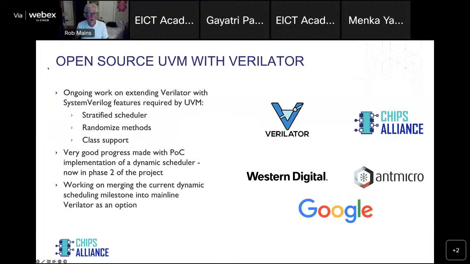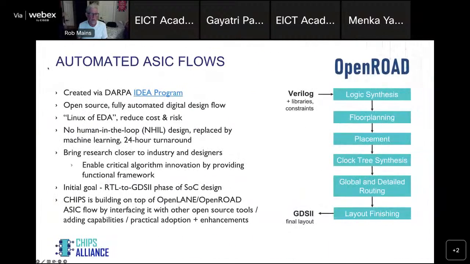A key aspect of what we work on is Verilator, which is an open source functional simulator. We've been continuing to work on that and extending it to have a stratified scheduler, method randomization, and class support, right? So this will help us better handle SystemVerilog, with UVM as one example, to help move that forward. Antmicro has made a lot of good progress on that in conjunction with Google to help move this forward and continue to improve performance on it, I should say.